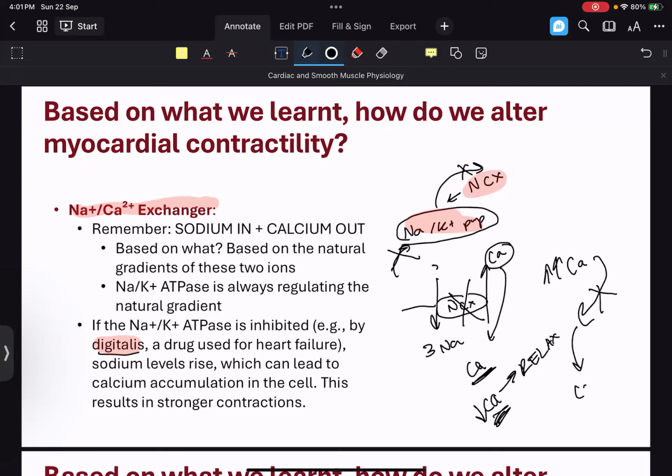Instead, you will contract. So in other words, what does digitalis do? What does this drug do? It inhibits the sodium-potassium pump, which will affect the NCX exchanger. And because of the buildup of calcium, you're going to have stronger contractions. Is that clear?